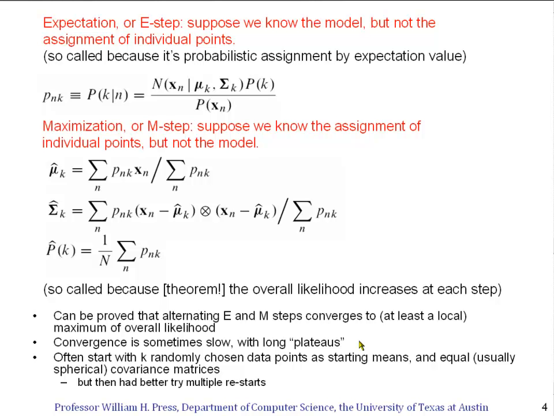How do you get started? Often people get started by choosing k random data points and just assuming that they are the centers, the mean values of the k components, and then starting with equal, usually spherical covariance matrices. Of course, you're only going to use those assumed values for one step because you're immediately going to go up here and do an E step, then come back and do an M step.